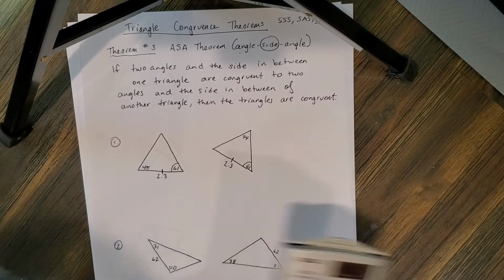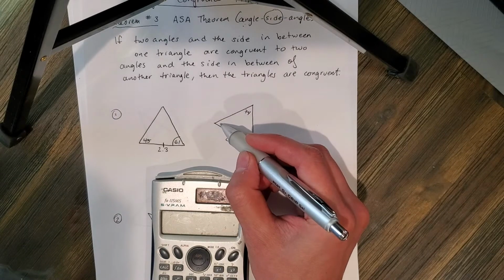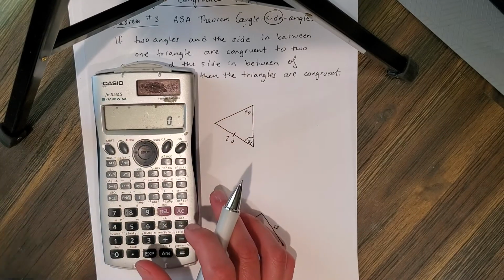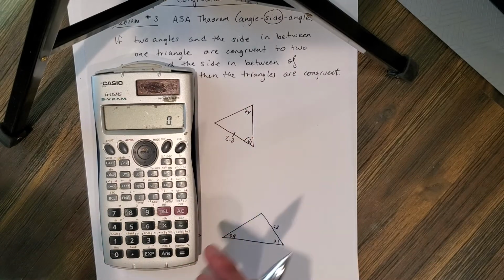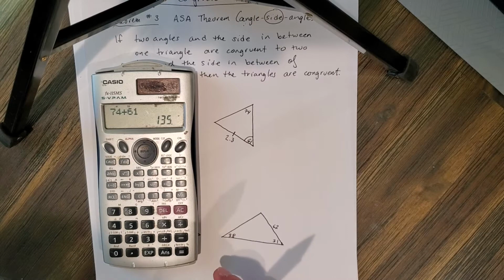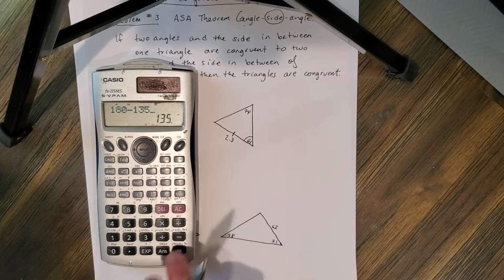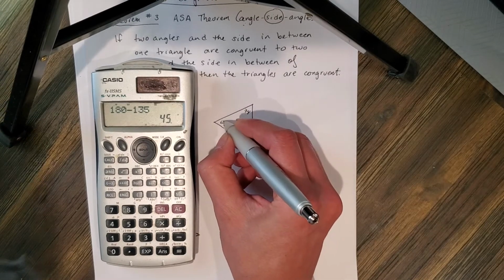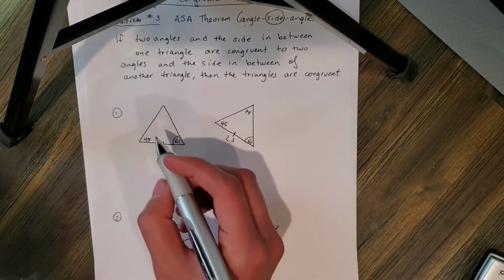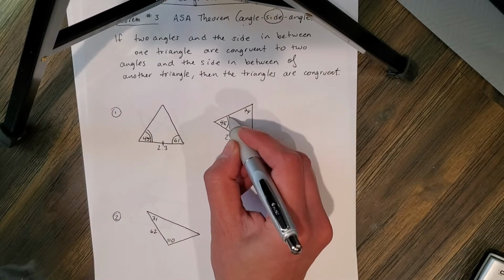Now, I'm going to take my calculator out because I need to calculate the third angle here, okay? I know that the angles inside any triangle always add up to 180. So let's add 74 and 61. So that's 74 plus 61 is 135, okay? So let's do 180 minus 135, and let's see what that is. It's 45 degrees. Okay, what do you know? It matches that one. So notice this here, I could do double arc like that, and double arc here.